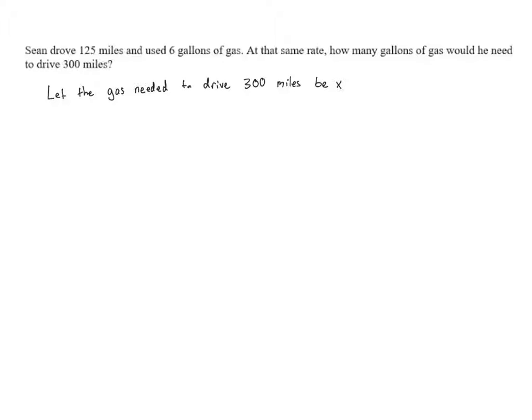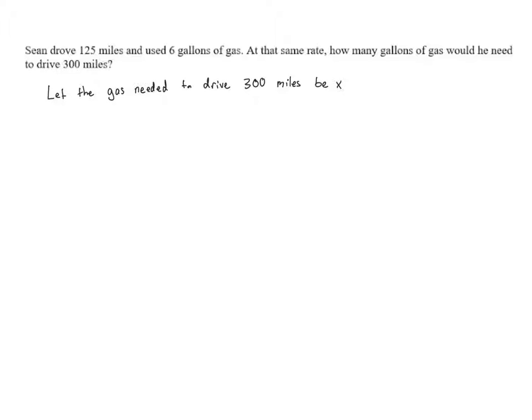If you're going to drive twice as far, you're going to need twice as much gas. If you're going to drive 5 times as far, you're going to need 5 times as much gas. And to be fair, it's not perfect. The amount of gas does slightly depend on how fast we're driving, if we're going uphill or downhill, things like that. But more or less, the amount of gas we need is proportional to the distance that we go.